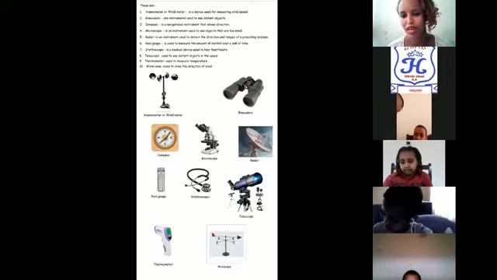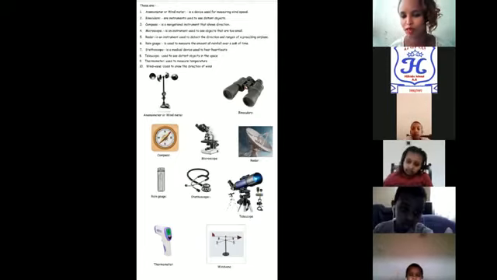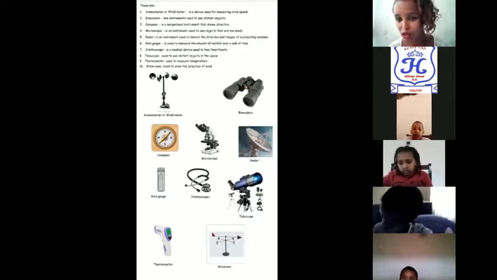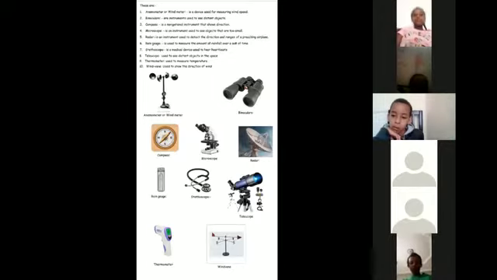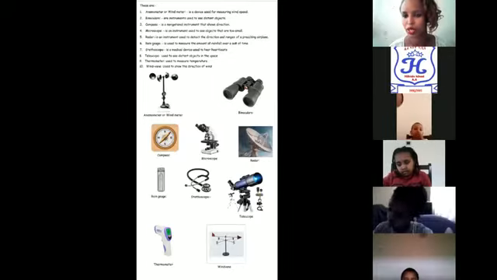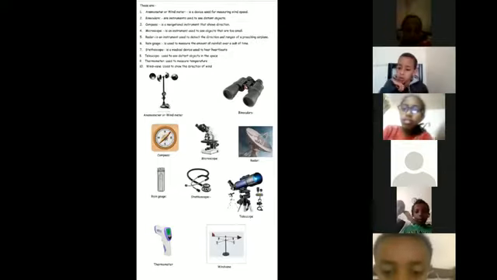Okay, Rohana Johannes. Can you tell me an instrument that shows the direction of wind? Wind vane. Very good. A wind vane is an instrument that shows the direction of wind. Another participant, I'm coming to you. What is an instrument used to measure temperature? Thermometer. Very good. A thermometer is a device to measure temperature.